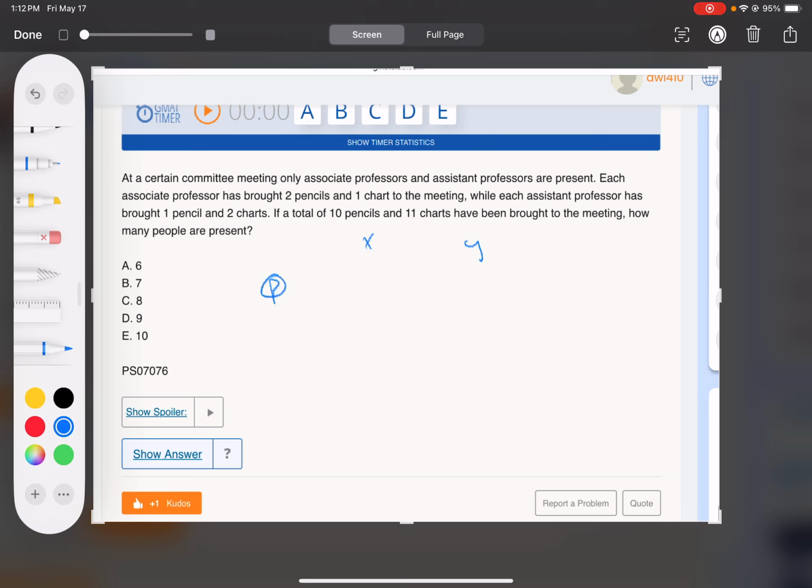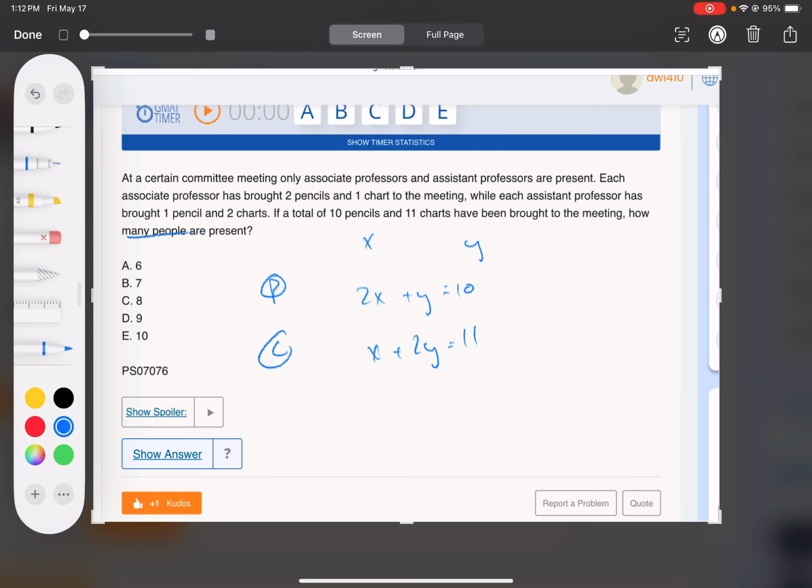So for the pencils, you know, these associates are bringing 2 and the assistants are bringing 1. So it would be like 2X plus Y equals 10 pencils. This is like the number of associates and the number of assistants. For the charts, it's X plus 2Y equals 11.